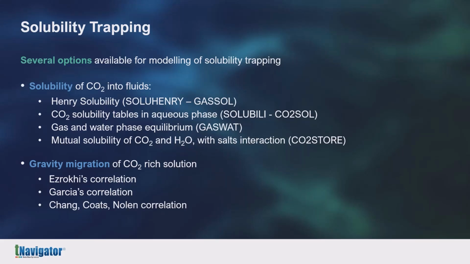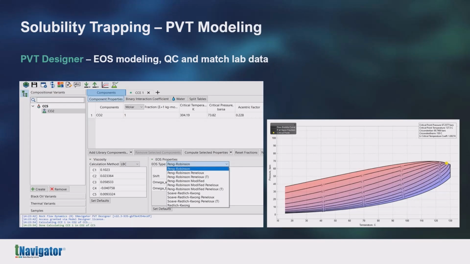Speaking of solubility trapping, I'd like to also mention the PVT modeling capabilities, just very briefly. We have different EOS models here, as you can see in this list. And with time, we are adding more and more to these. The one we hope to add in the near future is also a free energy EOS, more specifically GARE 2008. This will be very beneficial for CO2 applications.